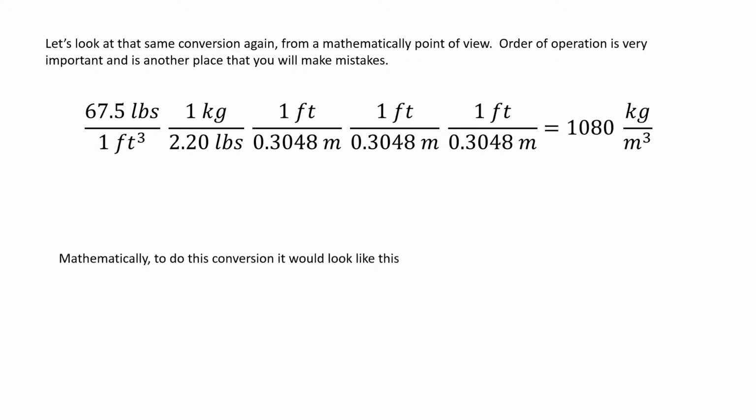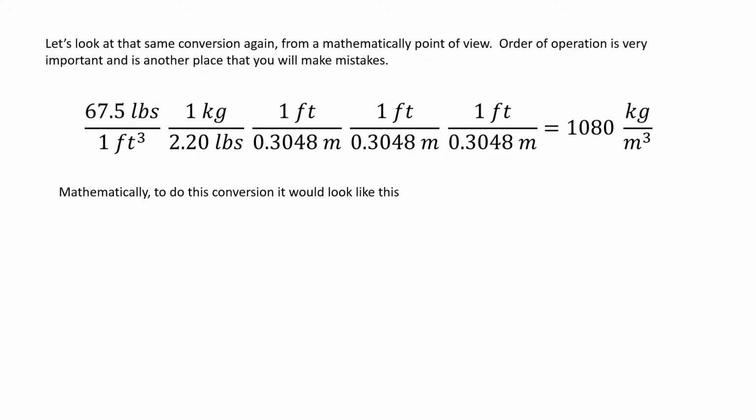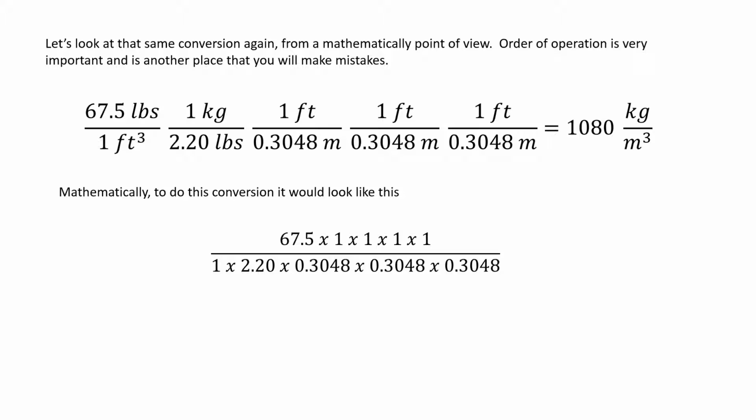Here it is written out again. Mathematically, to do the conversion, it looks like this. I would put this in my calculator: 67.5 times 1 times 1 times 1 times 1 divided by 1 times 2.20 times 0.03048 times 0.03048 times 0.03048.